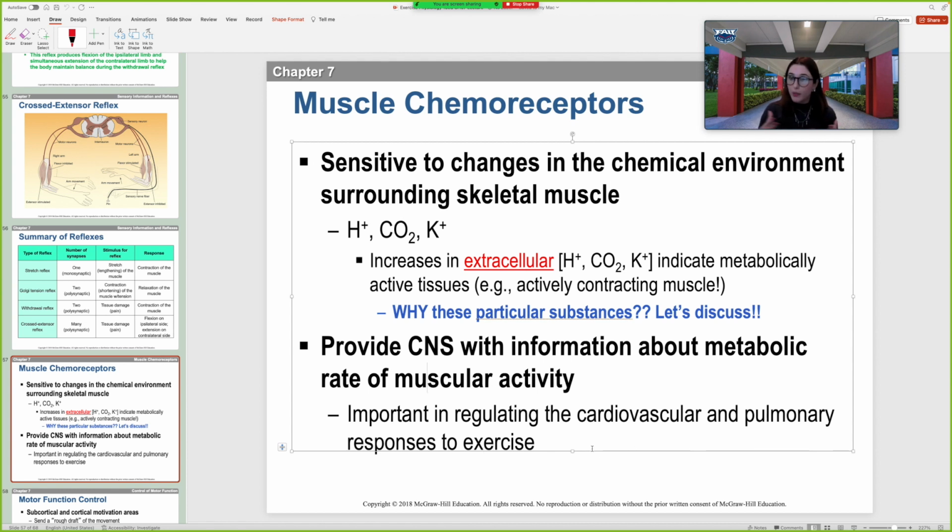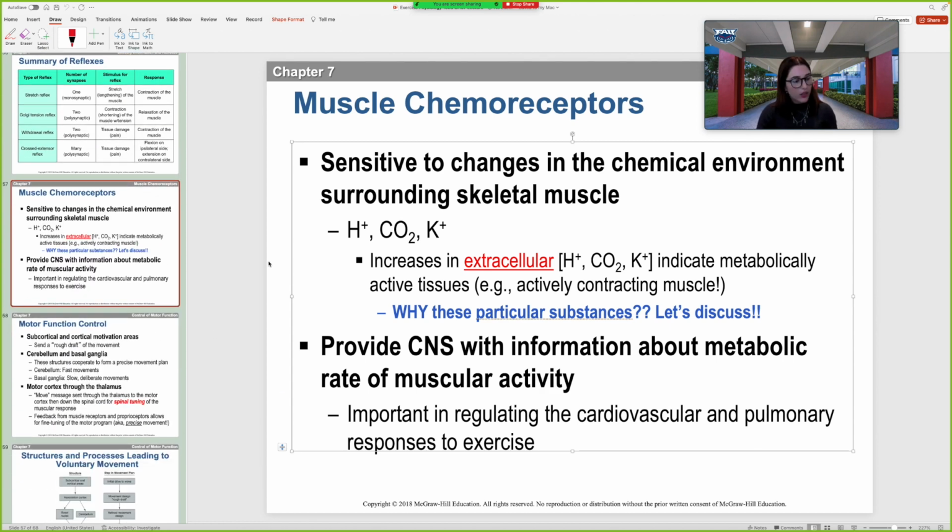As you may know or may learn, our initial increase in breathing during exercise is not because we need more oxygen, it's because we need to get rid of CO2. So these chemoreceptors are very important in regulating the cardiovascular and pulmonary response to exercise, okay? The cardiovascular and pulmonary systems rely on this information so they can know what they need to do, right? Is there too much CO2 accumulating? Do we need to up the respiratory system? Do we need to divert blood flow to these muscles because they're active, right? It tells us information.